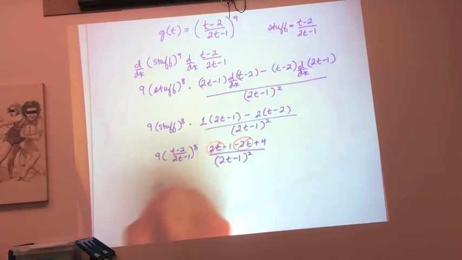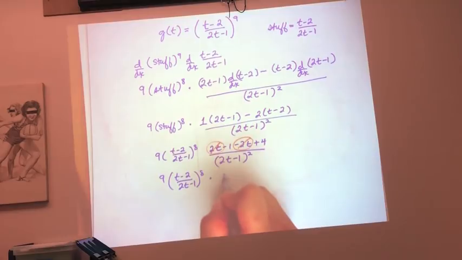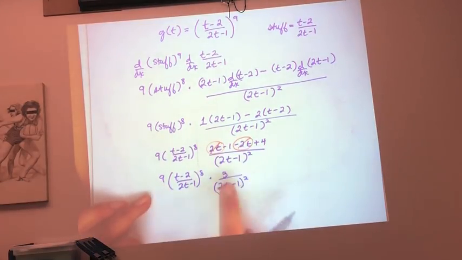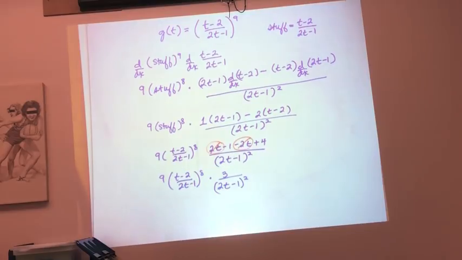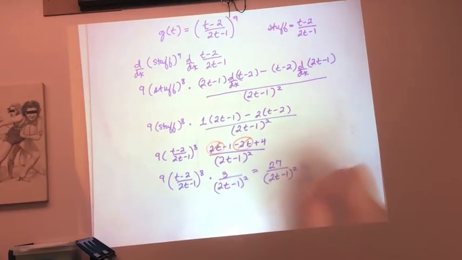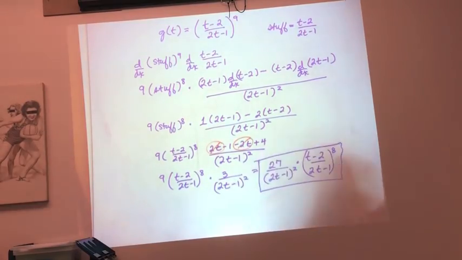So I have 9 times ((t minus 2) over (2t minus 1)) to the 8th power. On top over here, I'm going to have 3 over (2t minus 1) squared. And can I multiply the 9 times the 3? Yes, the answer is yes. So I get 27 over (2t minus 1) squared times ((t minus 2) over (2t minus 1)) to the 8th power. And that's it. We don't need to multiply it out anymore because this is to the 8th power.